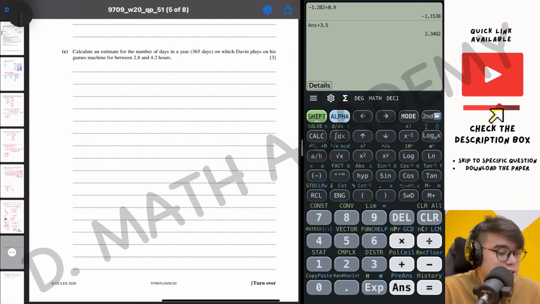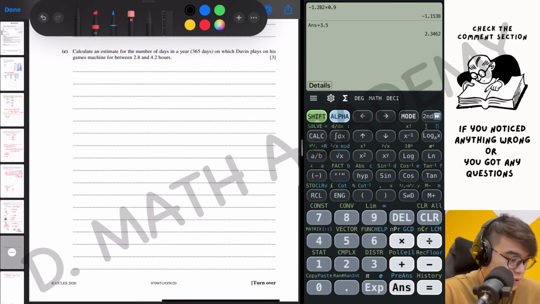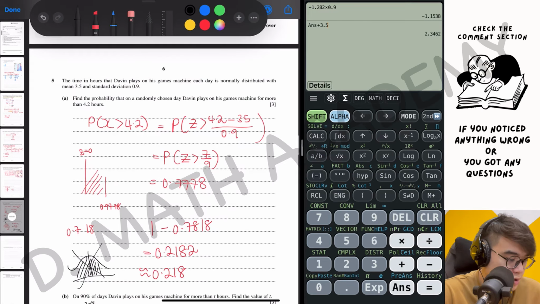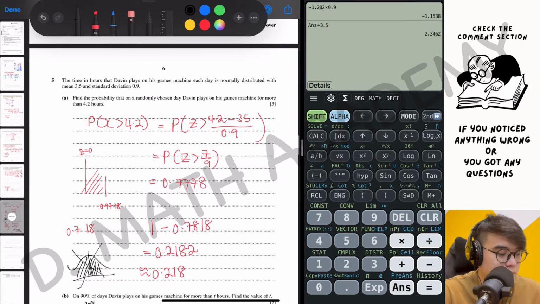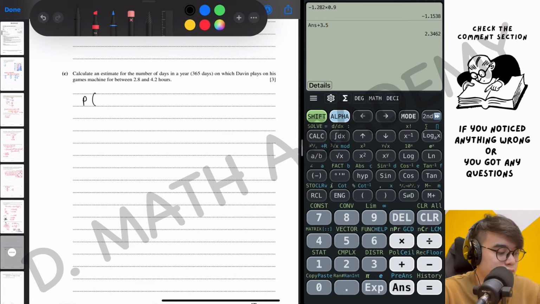Next question, they want you to estimate the number of days out of 365 days that he plays between 2.8 hours to 4.2 hours. So for this, I will have to calculate it again. We actually got the results from the start. So let's write it down first. What they were referring to was that they wanted 4.2 hours and 2.8. If you didn't notice that it was repeating from your question 1, just treat it as per normal.